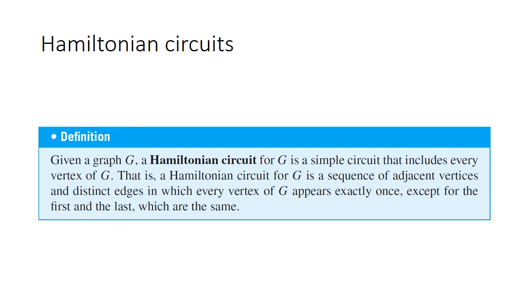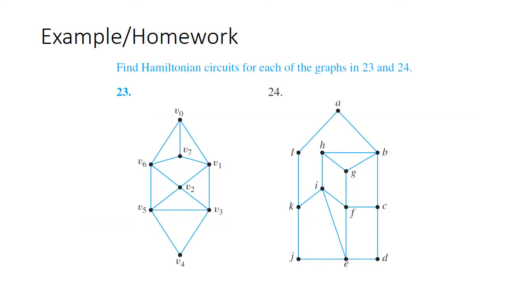Okay, so we're not allowed to repeat vertices. We were allowed to do that in Euler circuits, but not in Hamiltonian circuits. So we have to visit every vertex exactly once. And then, of course, that means that we also can't repeat edges, since if you repeat an edge, you would have repeated the vertices of the edge as well. So let's give this a try.